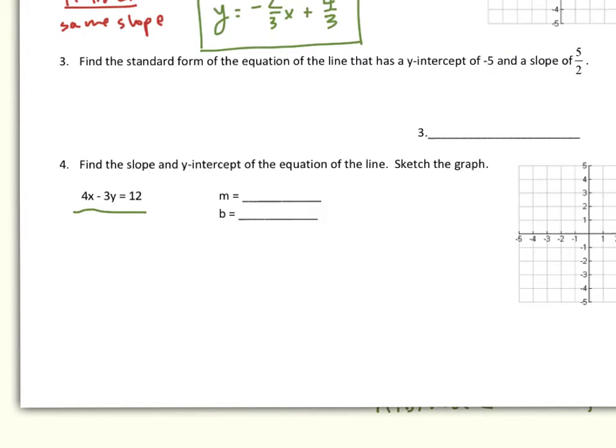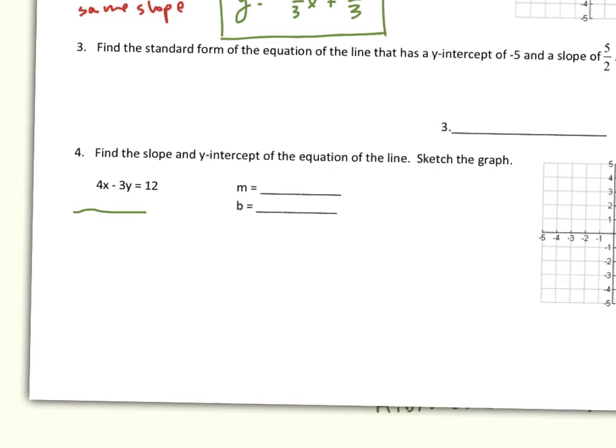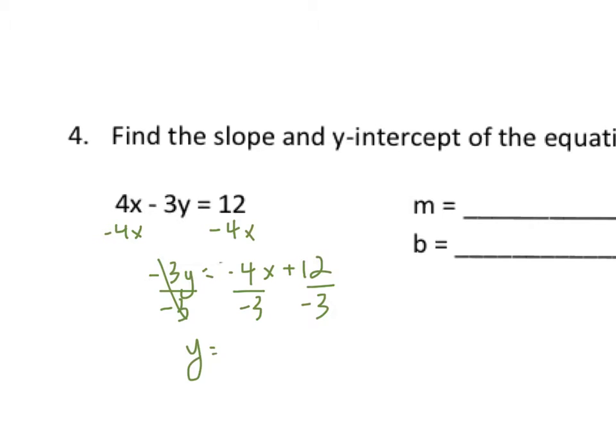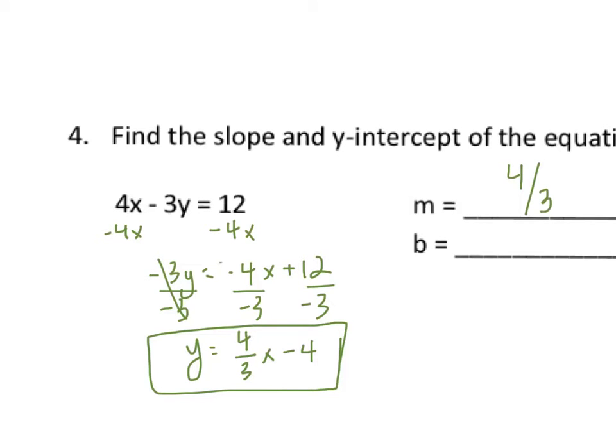Very simply put, I'm going to solve it. I'm going to get the 4x on the other side. I get negative 3y equals negative 4x plus 12. Divide by negative 3, divide by negative 3, divide by negative 3, and then I get y equals negative 4 divided by negative 3 is positive 4/3. Negative over a negative is a positive. And then 12 divided by negative 3 is negative 4. So here's my slope-intercept form. Well, m is 4/3, and b is negative 4.